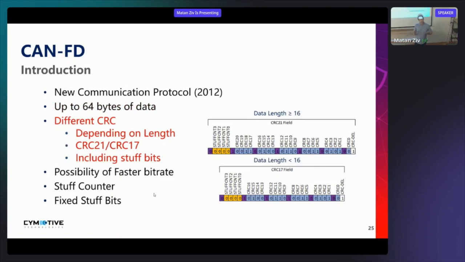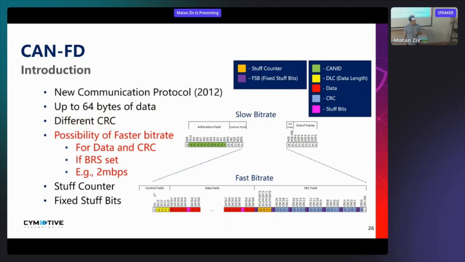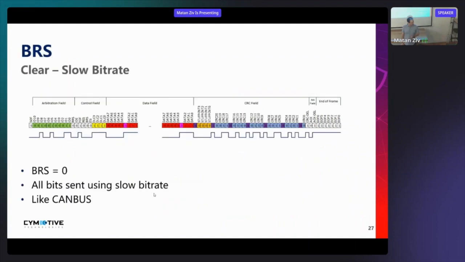Also supports a different CRC. If the regular CAN bus uses a CRC of 15 bits, now depending on the length, up to 16 and from 16, a usage of 21 bits or 17 bits will be used for the CRC. And there is a possibility for a faster bitrate. Now, this is, I think, one of the most interesting properties of the CANFD. So let's talk a bit about this.